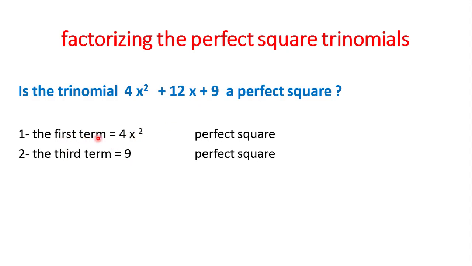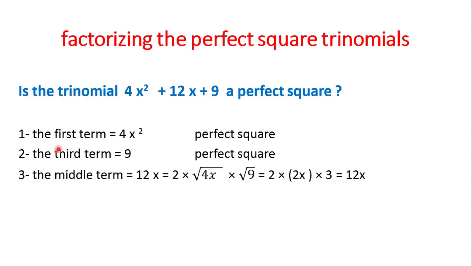So now we have the first term a perfect square and positive. The third term also a perfect square and positive. Let's see the middle term. The middle term should equal 2 times root the first times root the third. So 2 times root the first will be 2x, root the third will be 3. 2 times 2x times 3 equals 12x. Okay, so the middle term equals 2 times root the first term times root the third term, so this trinomial is a perfect square.